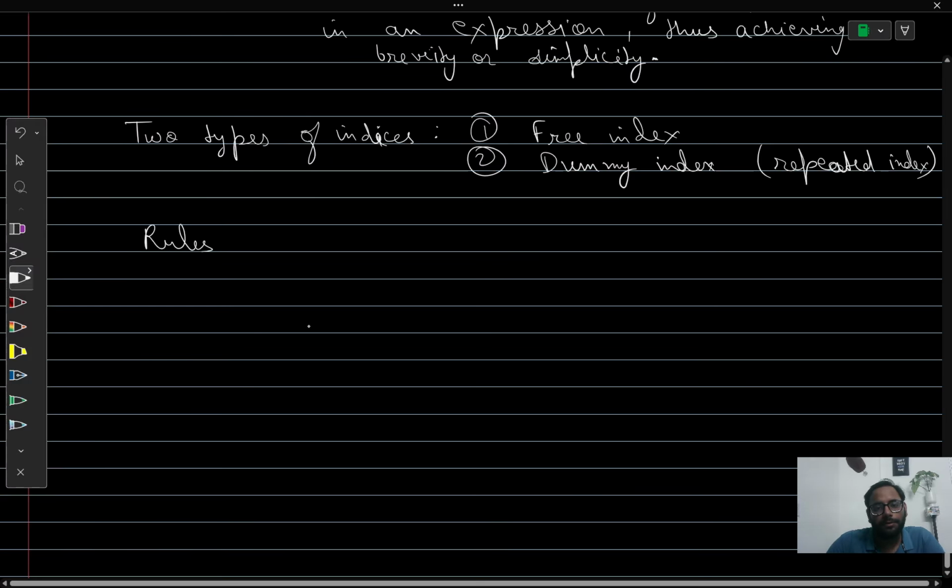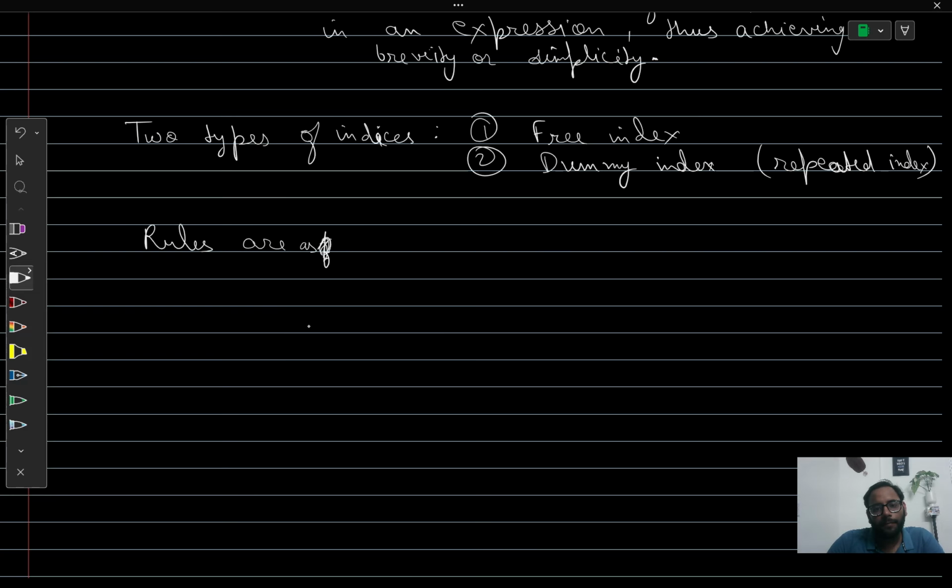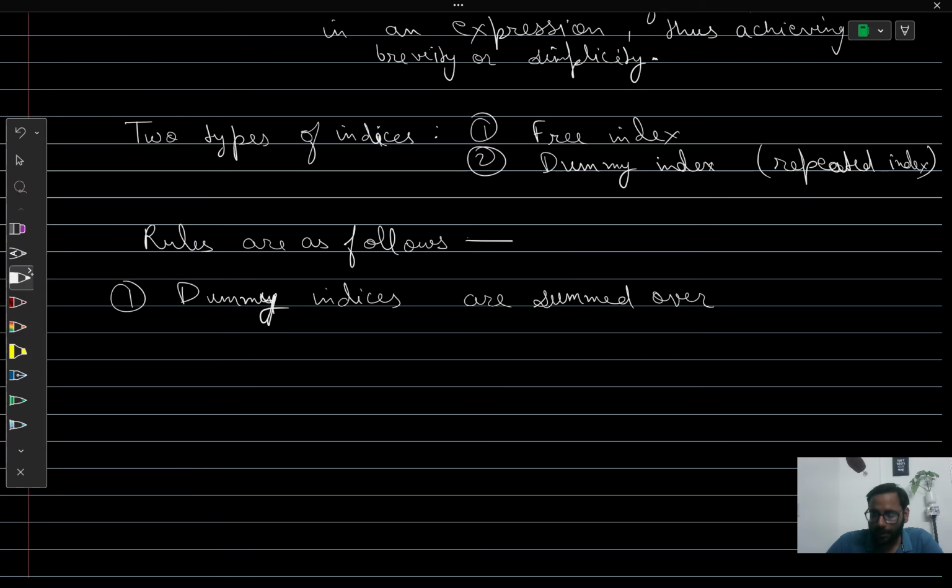So what are the rules of the Einstein summation convention? The rules are as follows. First, dummy indices. These repeated indices are summed over, or contracted.